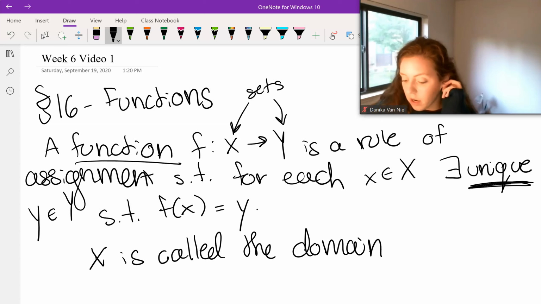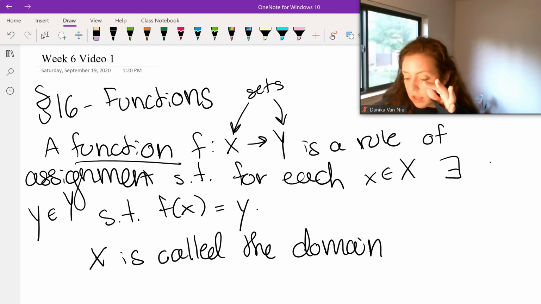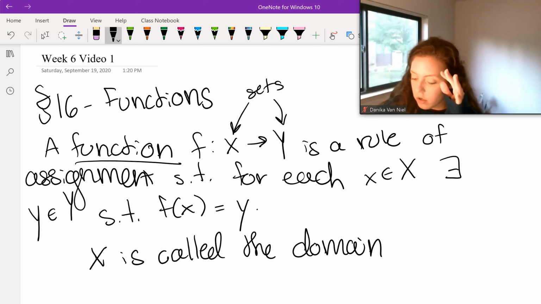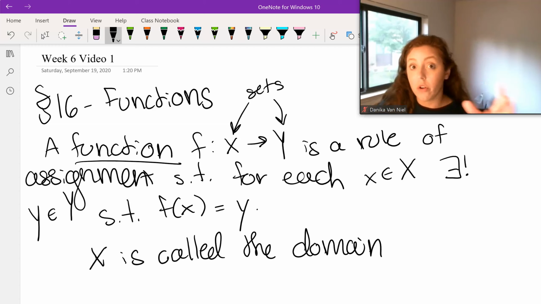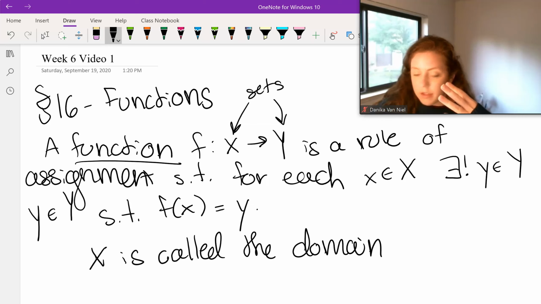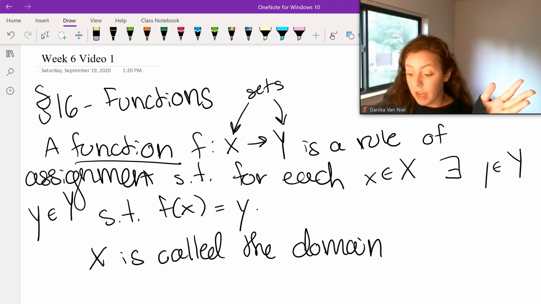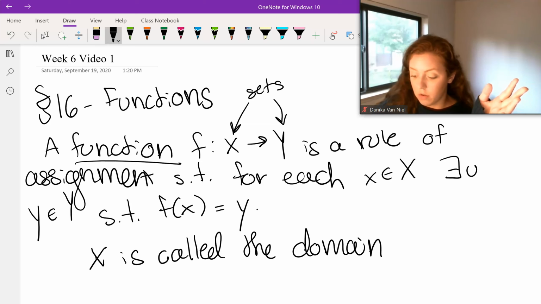another thing I wanted to talk about is that when you do this exists unique, you can also write exists with an exclamation point. Almost like you're taking the factorial of the exists. That's not actually what it's saying, but it's saying there exists a unique y in the set y. That's the same thing as there exists unique.